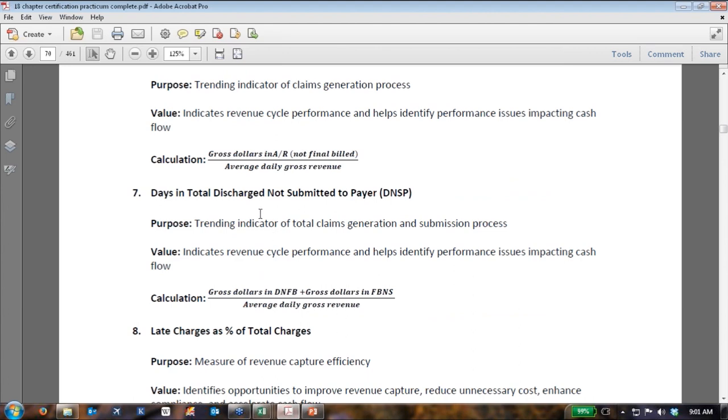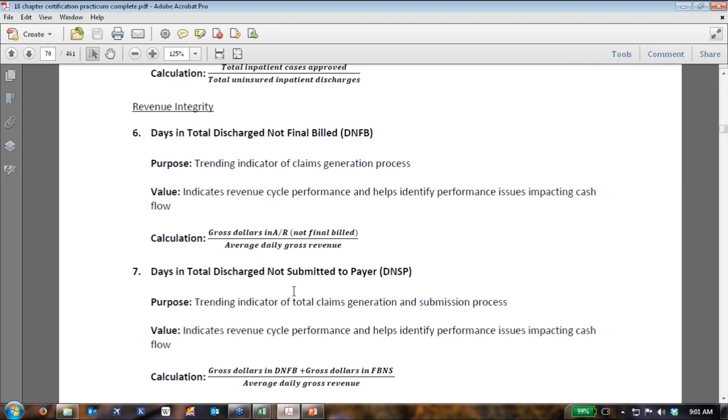And this ratio number 7, total discharge not submitted to payer, encompasses the entire span of time from the moment of discharge to the moment the claim leaves the editor, the claim scrubber, and goes to the payer. So think of that as a large chunk of the pipeline that needs to be managed. And it consists of two particular components. One of them is this one right here, days in total discharge not final billed.